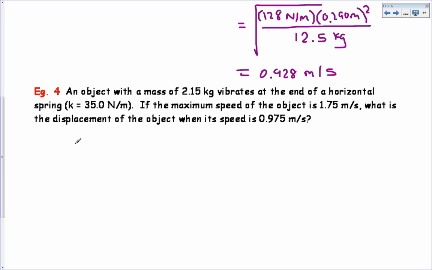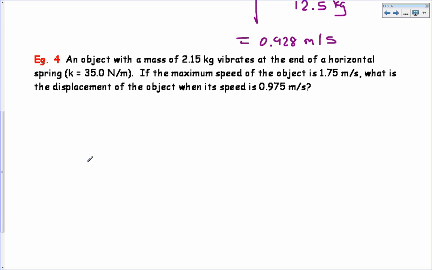Example 4, however, is a little different. An object with a mass of 2.15 kilogram vibrates at the end of a horizontal spring. If the maximum speed of the object is 0.175 meters per second, what is the displacement of the object when its speed is somewhat less than that? So if we look at what we have here, like our mass would be like that, we could call this the equilibrium position. So let's call that equilibrium. And then this would be compressed. And this would be stretched.